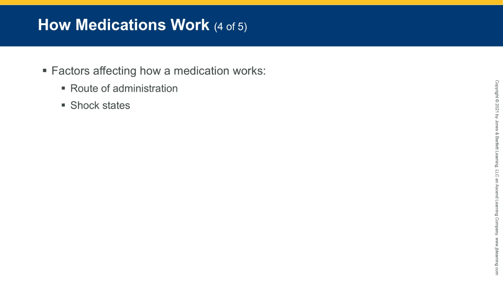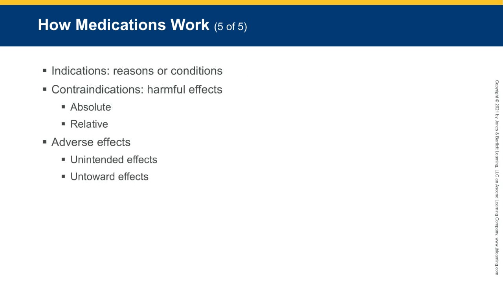Several factors influence how a medication works, including the route of administration. Whether a medication is taken orally, injected, or inhaled impacts how quickly and effectively it is absorbed. Additionally, shock states can alter a drug's effectiveness because reduced blood circulation can impair absorption and distribution.